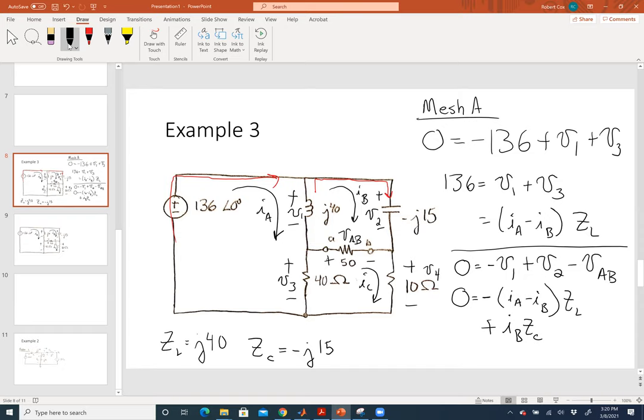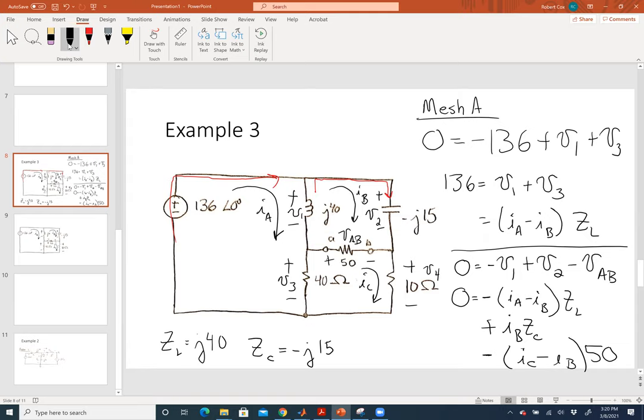Then minus VAB. So I put a minus sign in because that minus sign was there in the KVL. And then what is VAB? IC goes into the plus terminal. So you follow that IC around, it would go into the plus terminal. IB would come out of the plus terminal, and that's times 50. Questions about that at all?